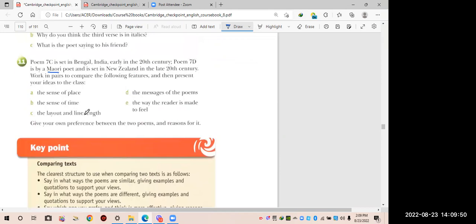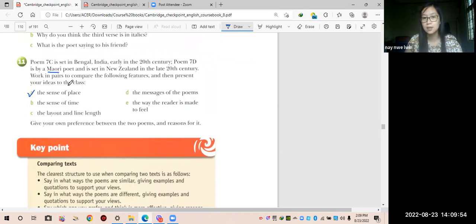Yes, sure. Okay, so we'll do the sense of place first. I'll do it as an example. The sense of place: is it totally the same, or totally different? How do you think of it, the sense of place from the two poems? Are they the same or different, quite similar or quite different? How do you think of it?